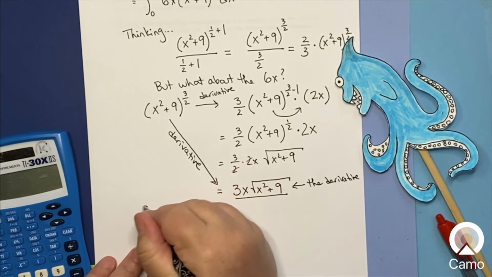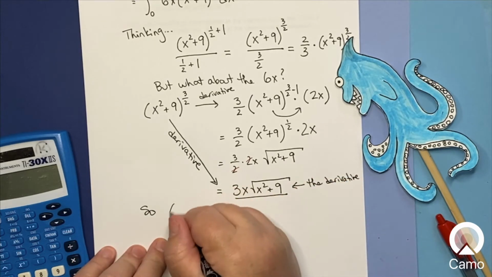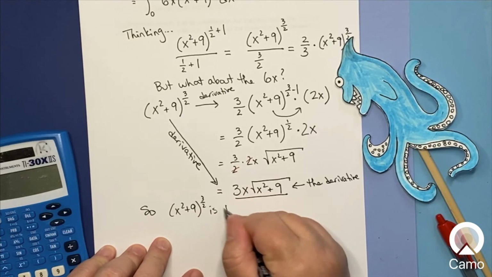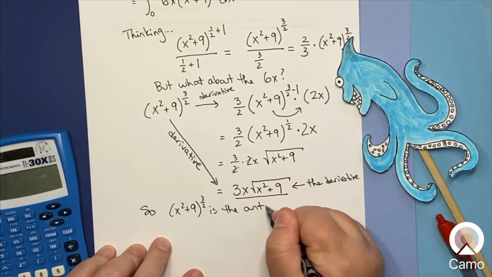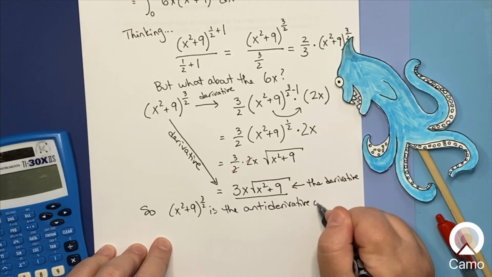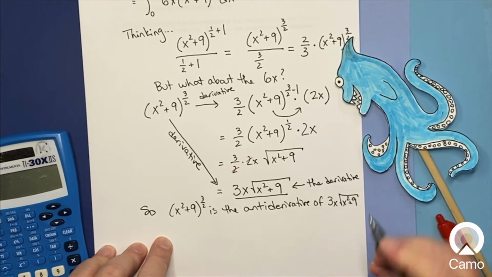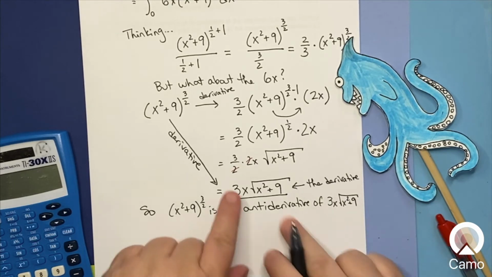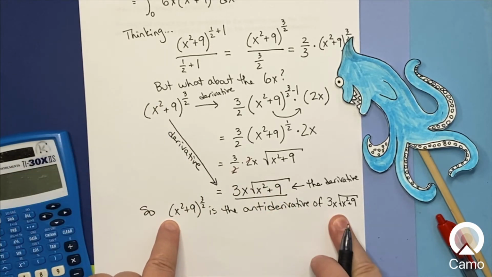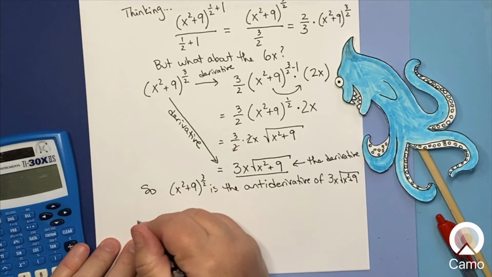Okay, so you all ready? x squared plus 9 to the 3/2 is the antiderivative of 3x times radical x squared plus 9. If this is the derivative, then this is the antiderivative of that. Kind of, sort of. So now let's look at what we've got.